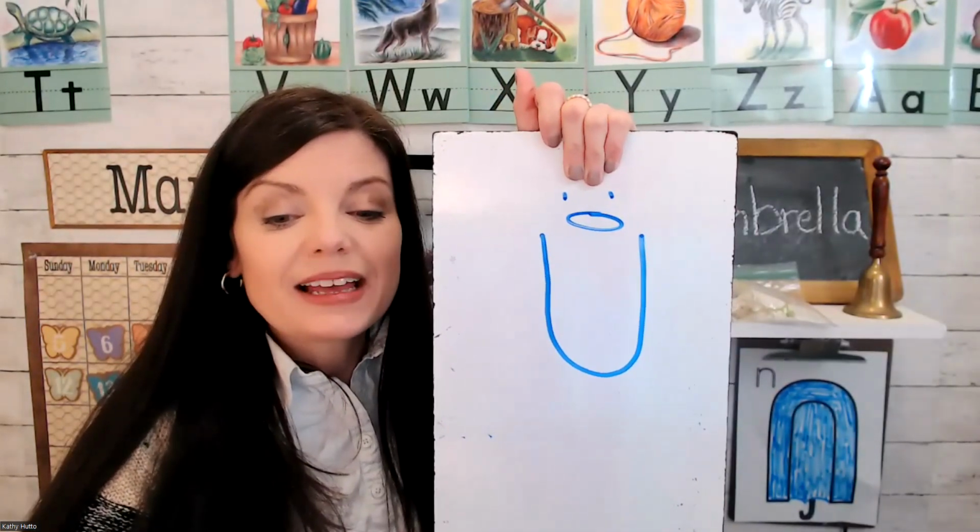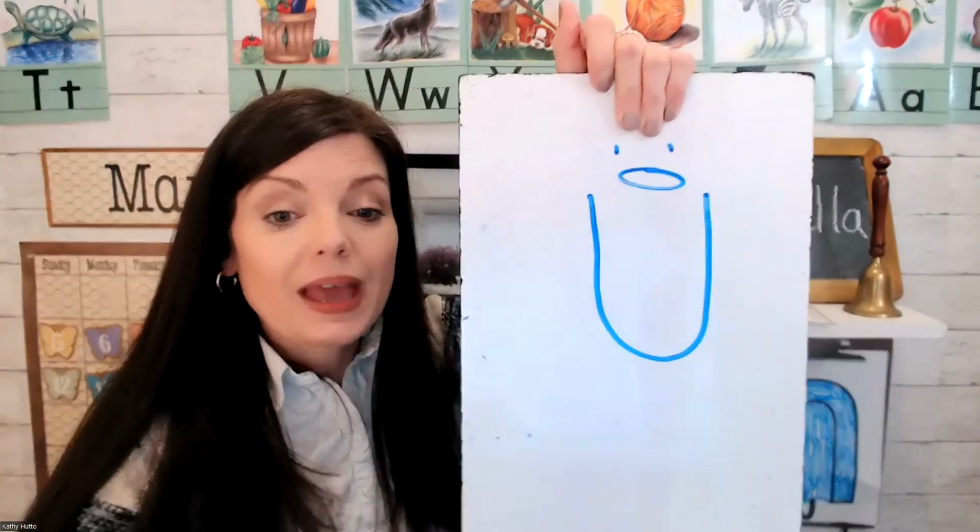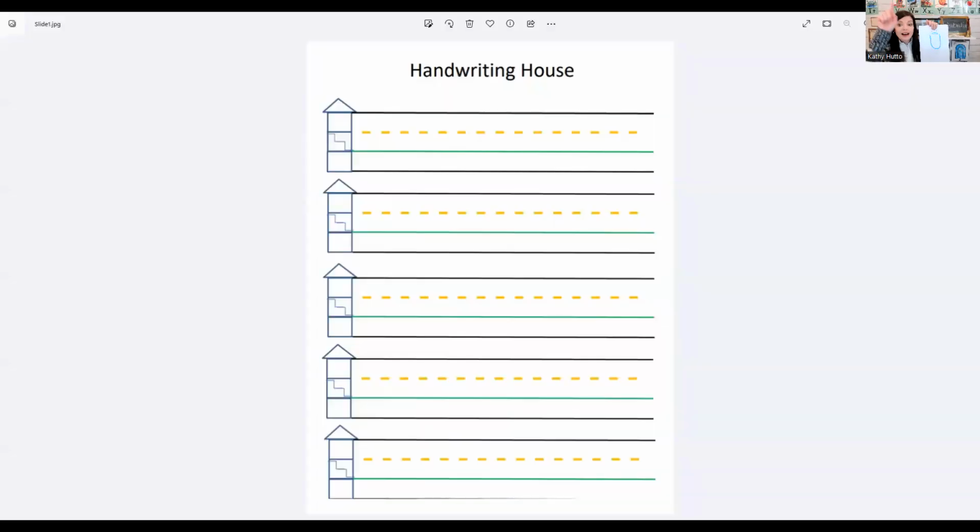Do you want to try to make a letter U? You can use your own paper or board. You can skywrite if you don't have any paper. Or you can use handwriting paper.